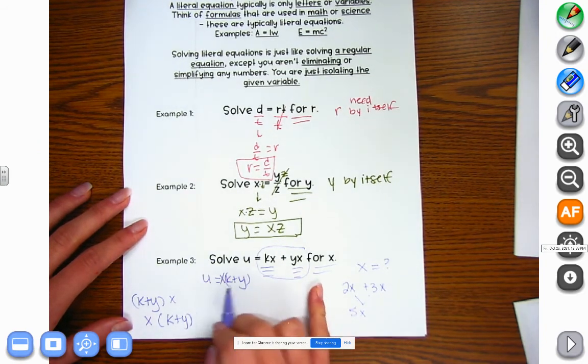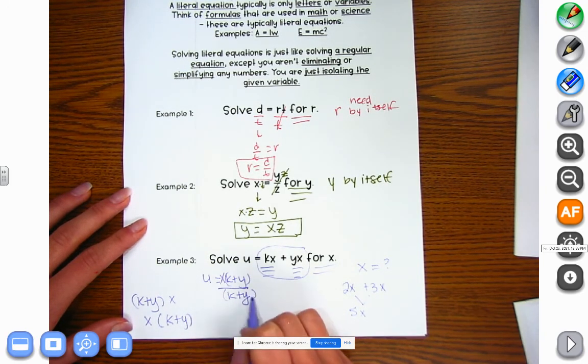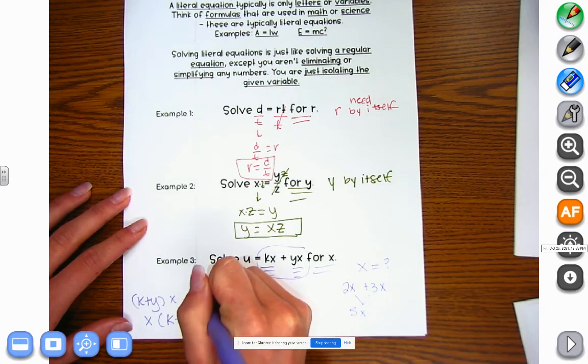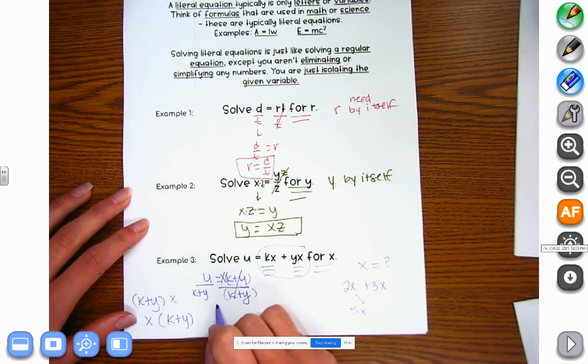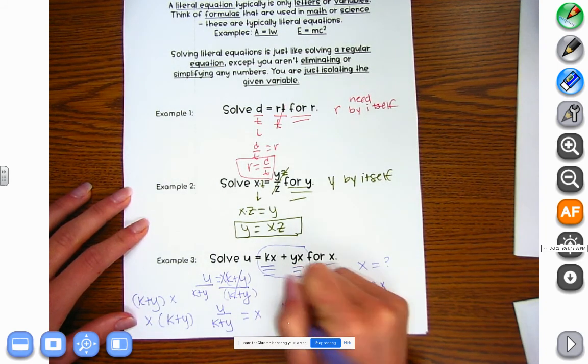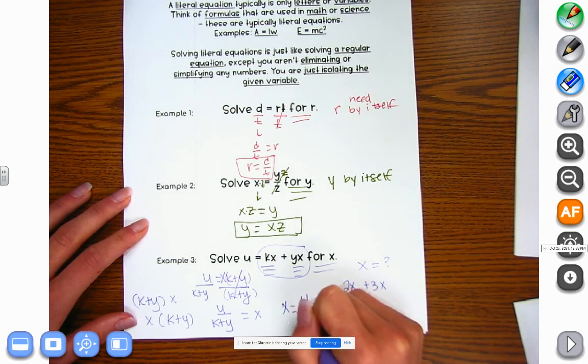When we do this, we can now get x by itself and divide by the k plus y because it's being multiplied, so we're doing the inverse. And we have to do that to the other side as well. When we simplify this, we have u over k plus y equals x. So we have x by itself now, and we're just going to rewrite it as x equals u over k plus y.